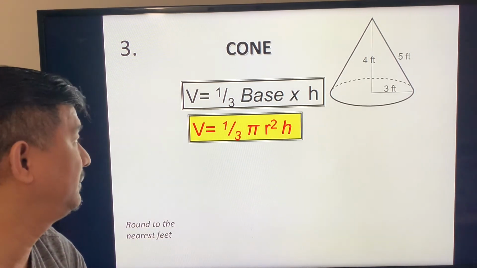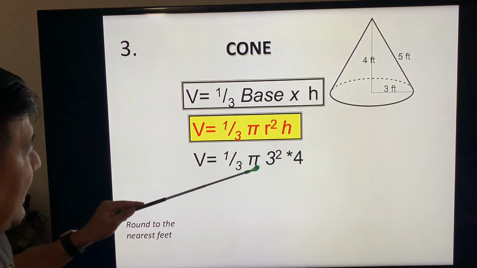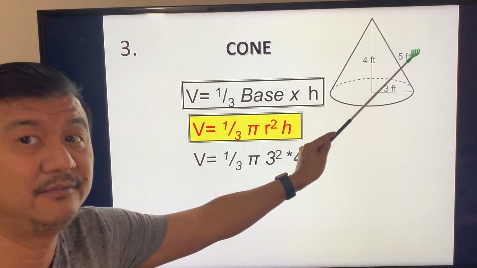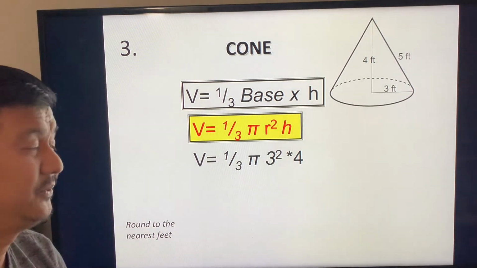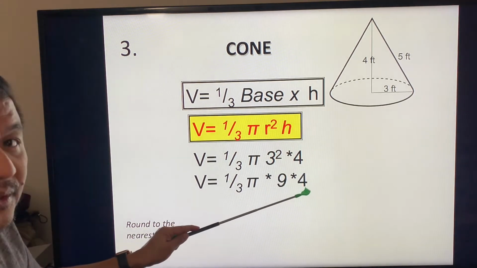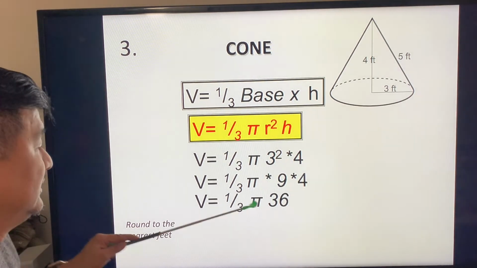Therefore, if you know the formula, simply substitute. So 1/3 pi, our radius is 3, and our height is not 5. Remember, it's 4. I substitute 4. Now we're ready to solve. 3 times 3 is 9, times 4. 9 times 4 is 36.